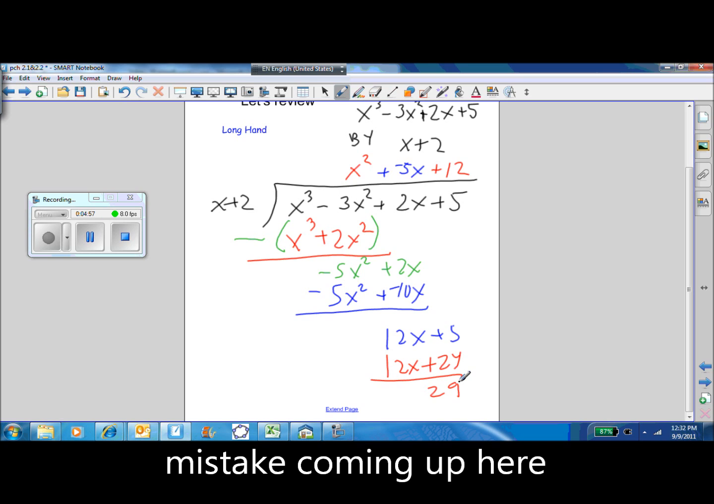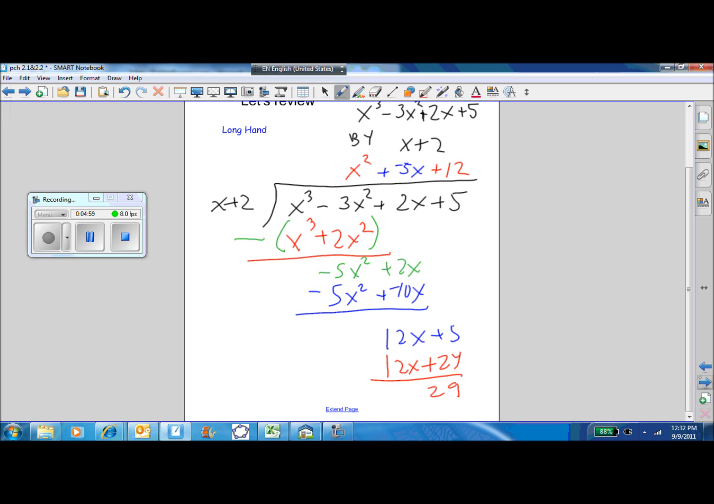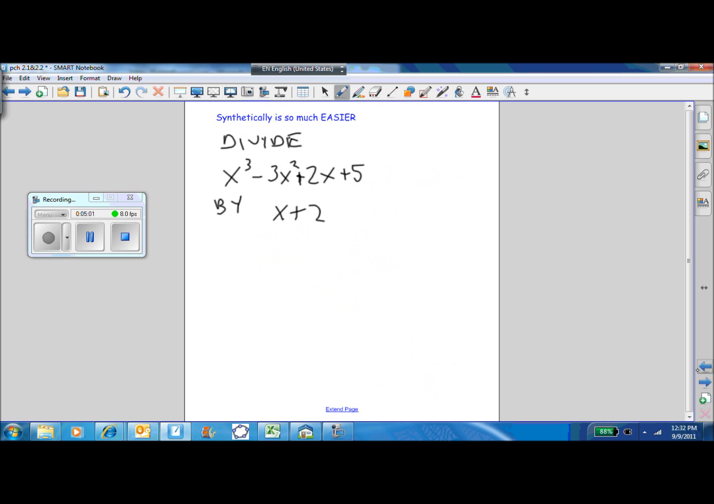Now let's see how much easier this is with synthetic division. When we divide by x plus 2, we actually put a negative 2 in the box. That's because we have to think of this as x minus a negative 2. It is what you subtract from x. That goes into that box. Then the coefficients, 1, negative 3, 2, 5.